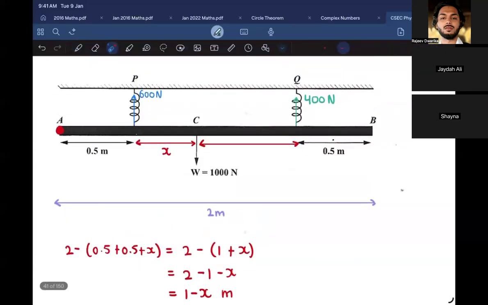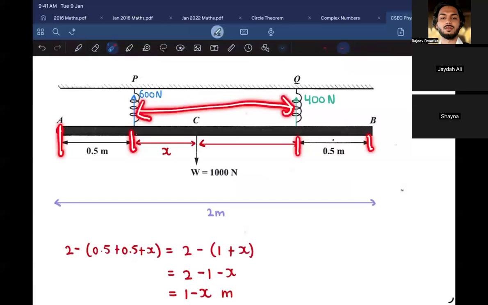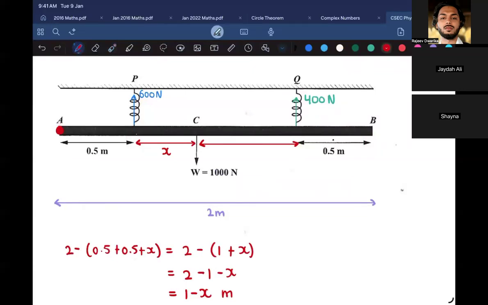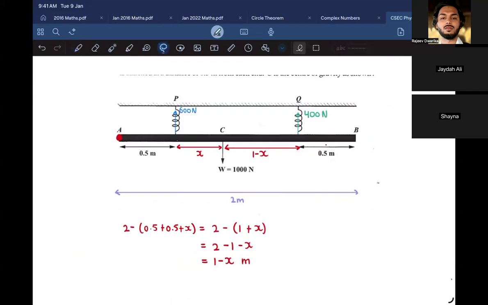So, Jada, we know the entire thing is 2 meters long. We also know that this is 0.5 and this is 0.5. So, what's the remaining length then? 1. And if this is x, that would make this what? 1 minus x. Yep. Easy, right? That's how I was doing it in my head while I was doing the working. That's correct. All right, so both methods are correct.